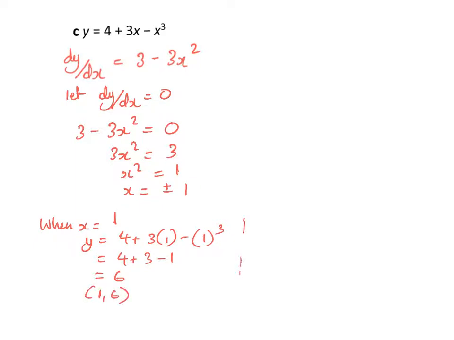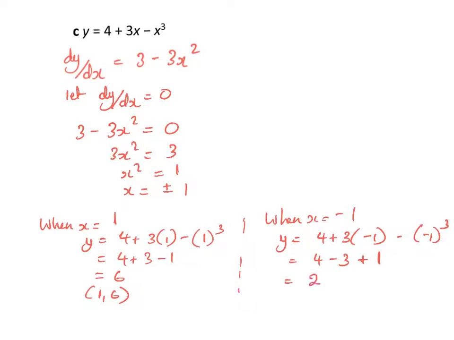The other one is when x is equal to minus 1, y equals 4 plus 3 times minus 1 minus 1 cubed, 4 take away 3 plus 1, which is 2, and your other stationary point is at (-1, 2).